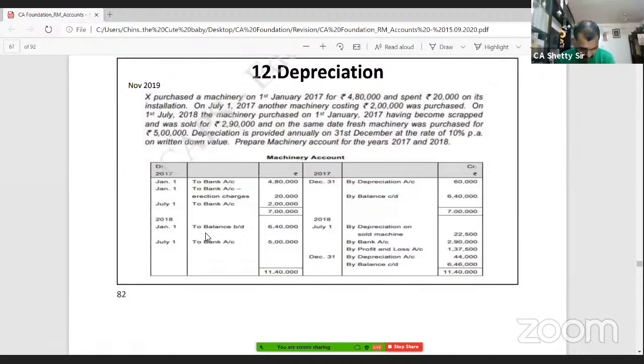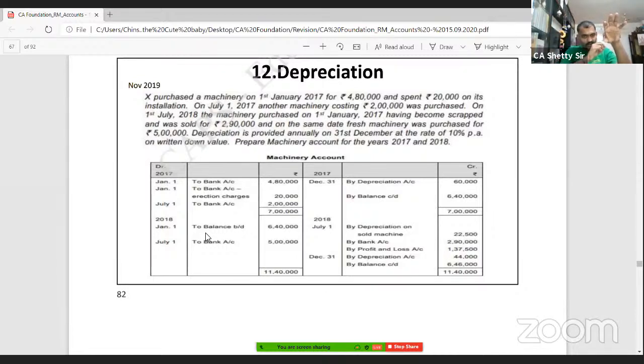4,50,000. Right side, credited depreciation 22,500. Bank account 6 lakh. Total how much? 6,22,500. Now look at me. Debit 4,50,000. Credit side how much? 6,22,500. Now give an arrow mark to the left side.